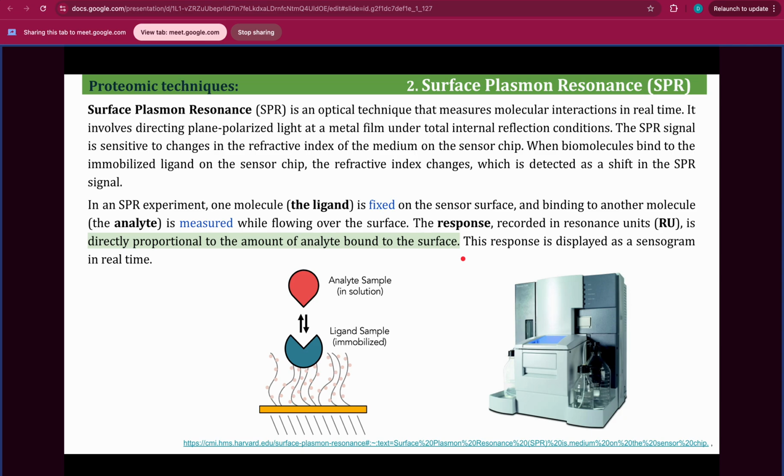This response will be directly proportional, because if more and more analyte binds, then more and more response will be captured. If there is weak binding or lesser binding, then the response will not change much. There are some sensorgrams which we obtain, with which we can identify the strength of the protein-protein interactions and how well they are going on.